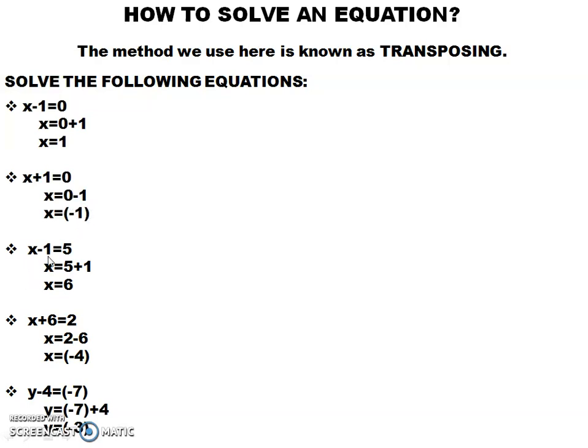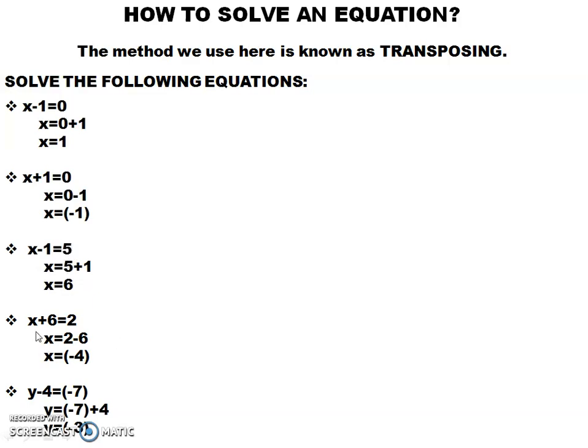x - 1 = 5. I'll make x stand here itself. Minus 1 I'll take to the right hand side. So what will happen? Minus 1 changes to plus 1. So 5 + 1. What is 5 + 1? 6. Where is this 5 coming from, children? It is given in your question.